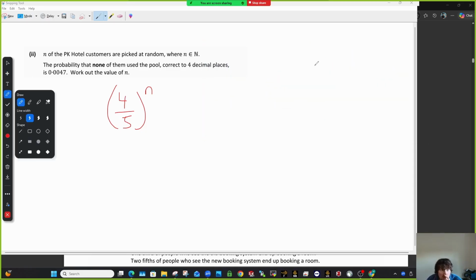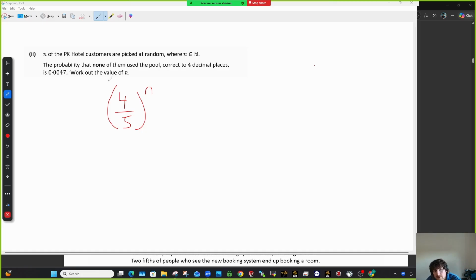Now we're asked the probability that none of them use the pool, correct to 4 decimal places, is this number. Work out the value of n. So we just set this equal to something like this, 0.47, and we have to get the n. And to get the n here, you've got to use logs, okay? Because the unknown you're looking for is in the power.